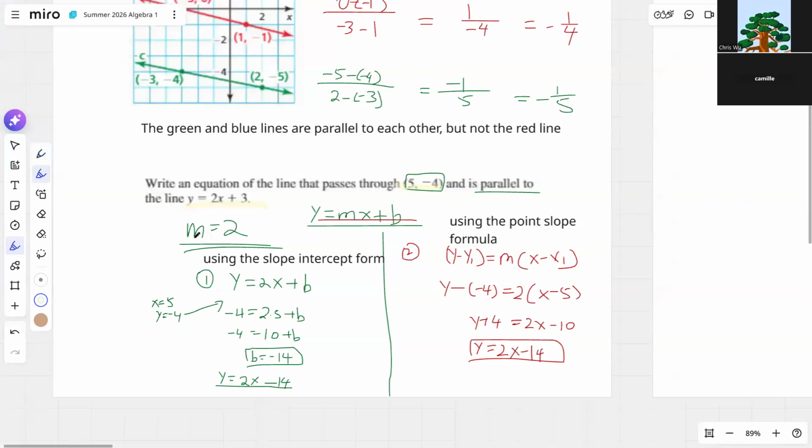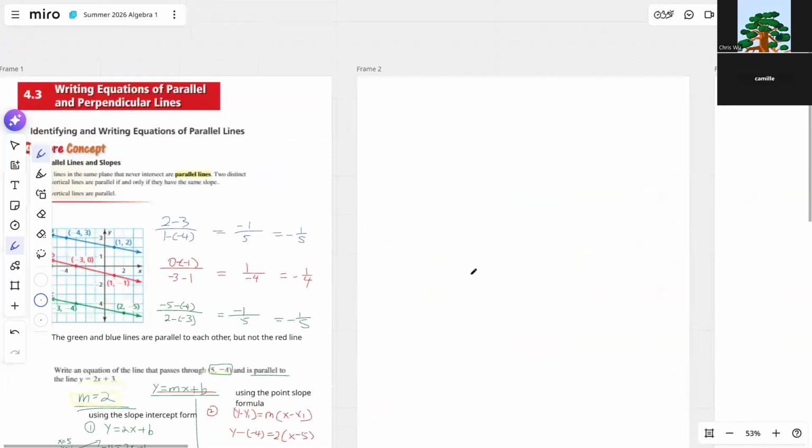So you could start solving this. Well, they both start the same way. They both start by identifying m is 2. And then we can use either the slope-intercept form directly, the mx plus b, or you can use the point-slope form with the x1, y1. Is that okay? Make sense? All right, cool.